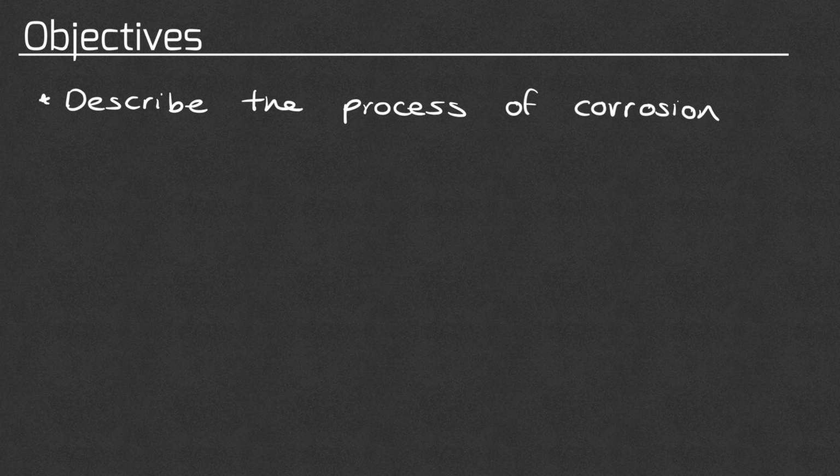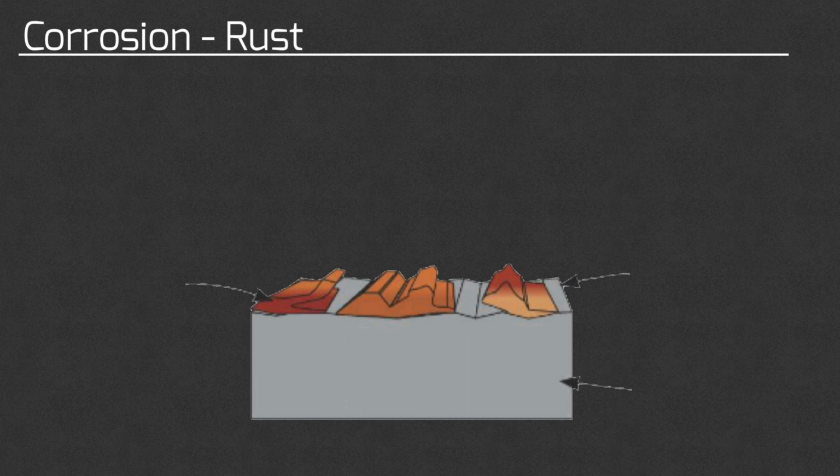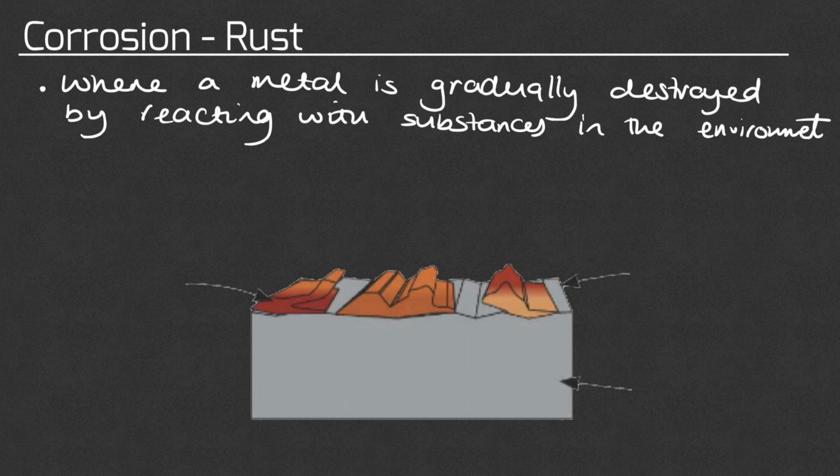In this video, we're going to describe the process of corrosion and explain how corrosion can be prevented. Corrosion is where a metal is gradually destroyed by reacting with substances in the environment.